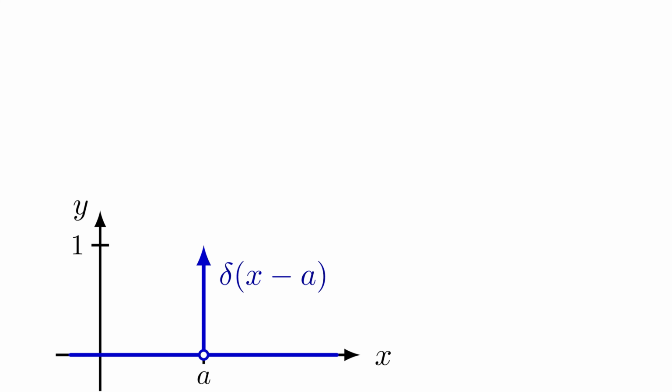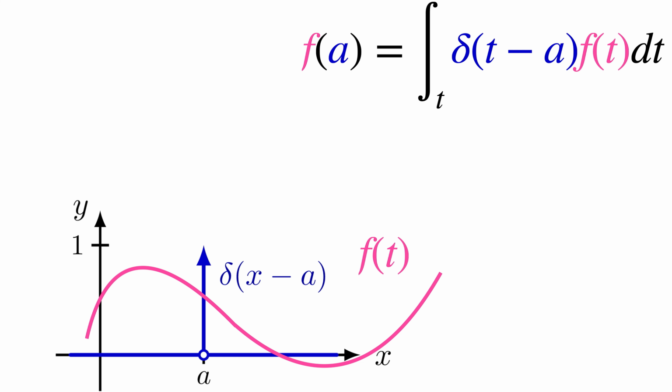It allows us to sift through another function and grab its output whenever we want. So here we have a shifted version of the impulse, which has its impulsive action at x equals a, as that's where the argument is 0. And here's another function, f of t. The impulse is defined so that f of a equals the integral over t of delta of t minus a times f of t dt, meaning it sifts through the function f of t and grabs the value we want where the delta is located.